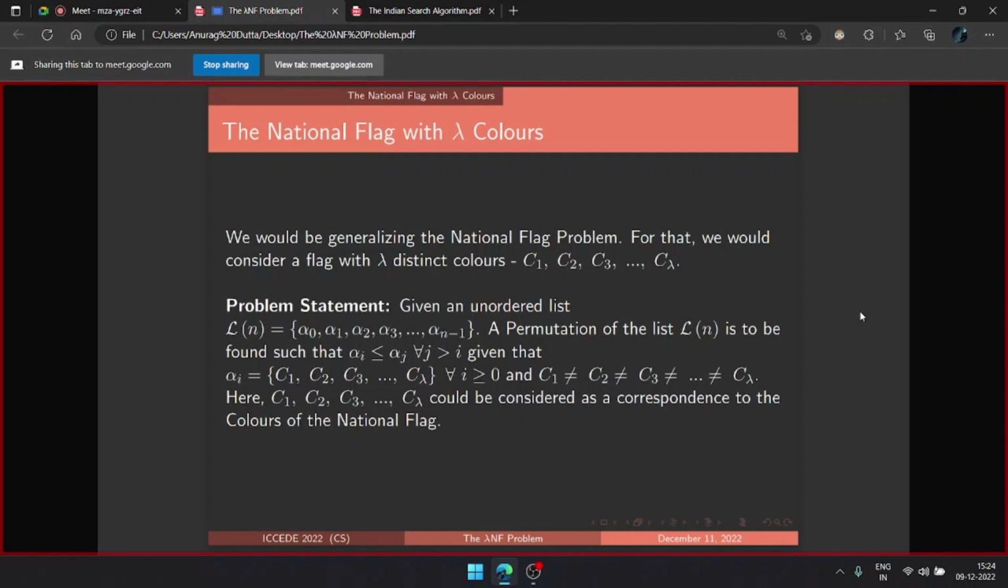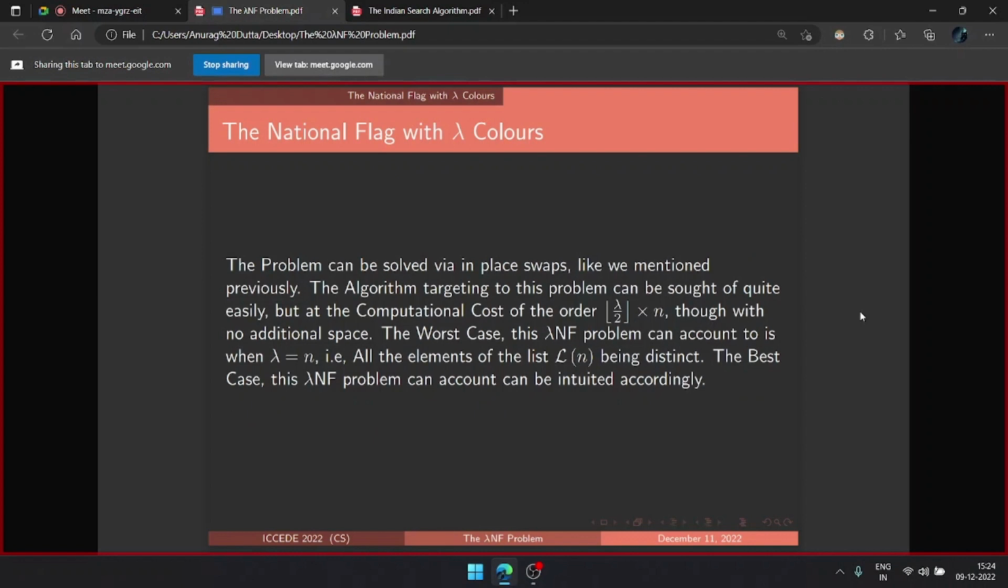Now, here C1, C2, C3 up to C lambda could be considered as corresponding to the colors of the national flag. The problem can be solved via in-place swaps like we mentioned previously. The algorithm targeting this problem can be written quite easily, and the computational cost would be of the order of floor of lambda by 2 times n, though it could be done with no additional space. For the solution with hashing, we would have to make use of additional space of n, but in this case we don't have to make use of such additional space.